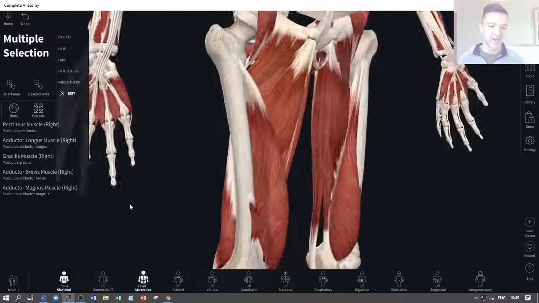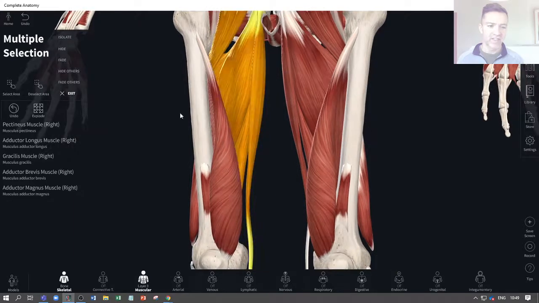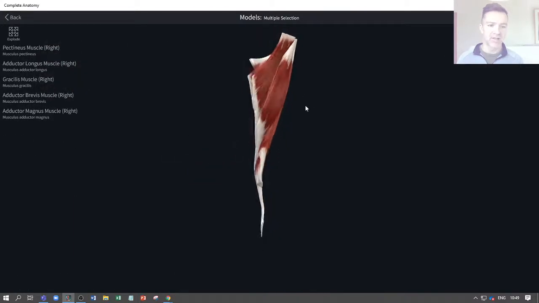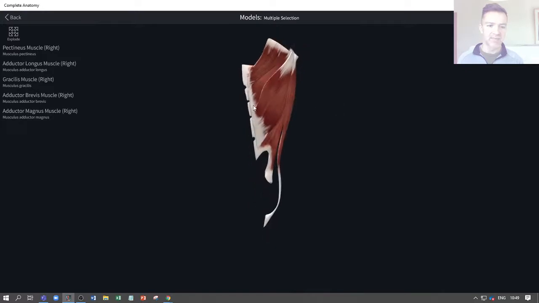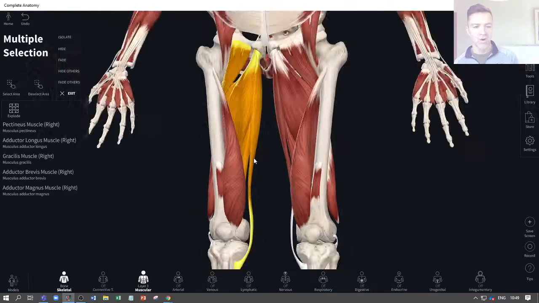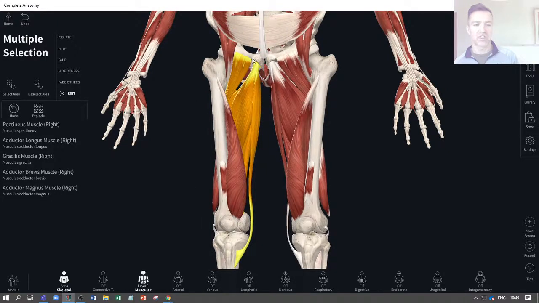If we spin around and look at the front, if I isolate them all, we've got this band, all these muscles here, originating up on the hip, inserting onto the femur and just below the knee, and they are all involved in pulling that knee in, adduction of the knee. So we've got 5 muscles: the pectineus, the adductor longus, the adductor brevis, the gracilis, and the adductor magnus muscle. All of those are part of your adductor muscle group.